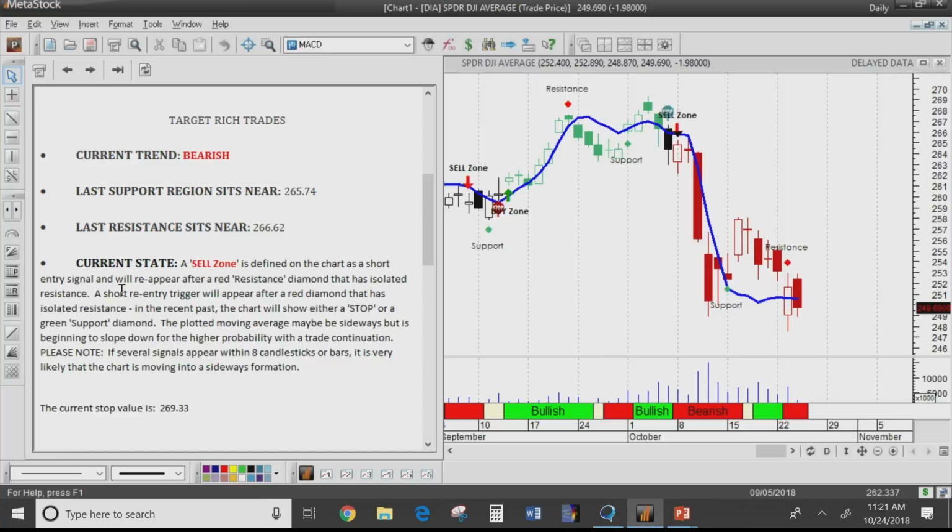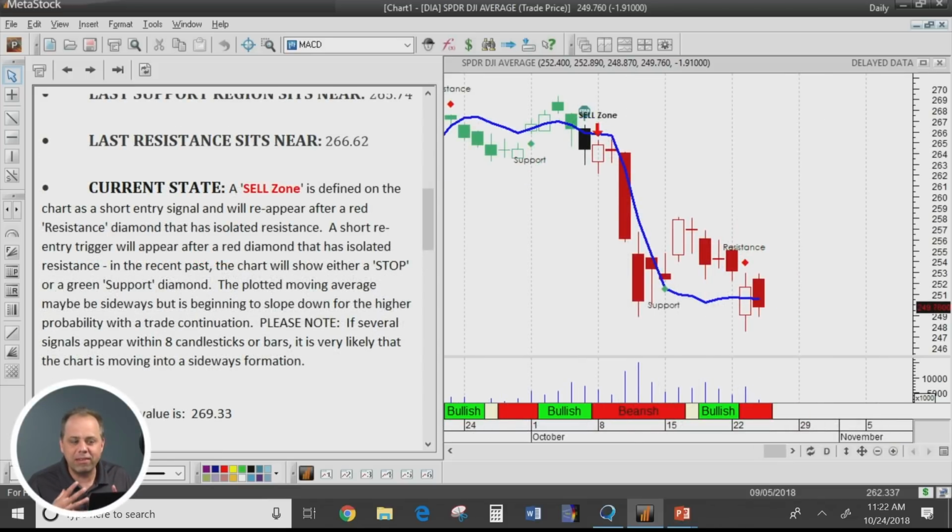Now since I highlighted the sell zone, it's going to give you some advice in terms of what you could do to go ahead and short Dow. And again, this was 2 days before the market just fell apart. Okay, so currently it's telling us that a sell has appeared on the chart. You'll notice here that it's giving you some advice in terms of what that means.